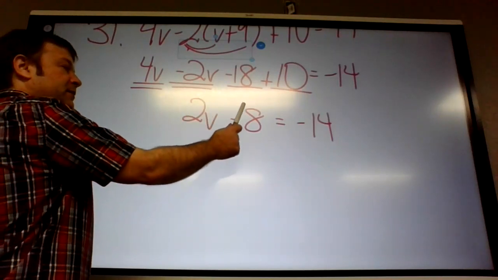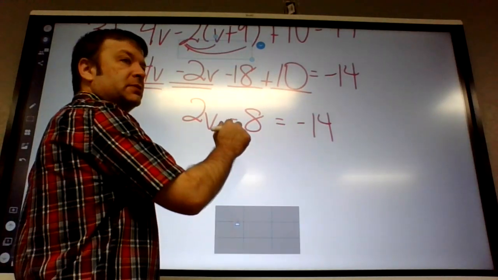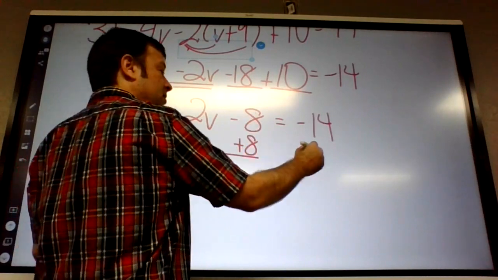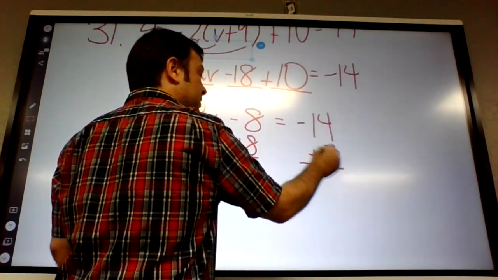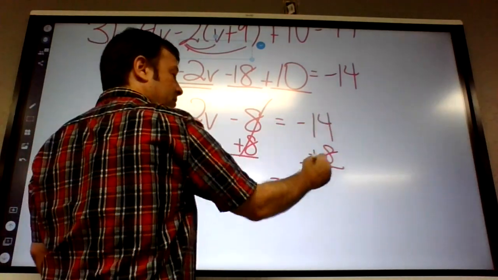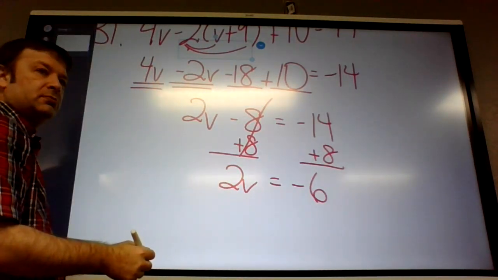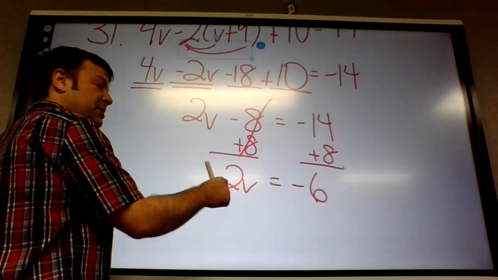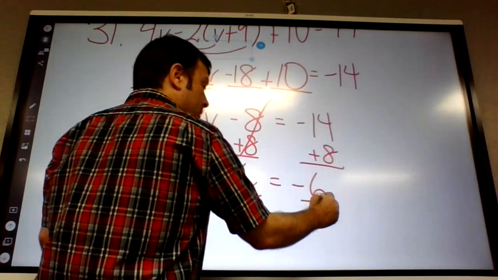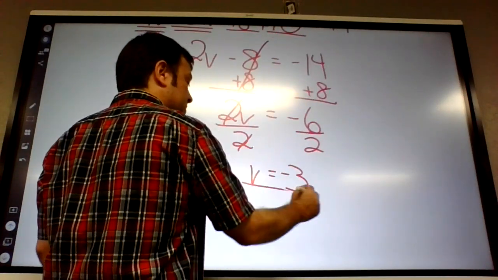Trying to get v by itself, how do I get rid of that? Yep. Always do the opposite, because what gets rid of a -8? A +8. But if we do it to one side, we have to do it to the other. And we still got 2v over here, that would be -6. And how do we get rid of that 2? Right, because that means 2 times v, so to get rid of the times 2, we divide by 2. So we got v is -3.